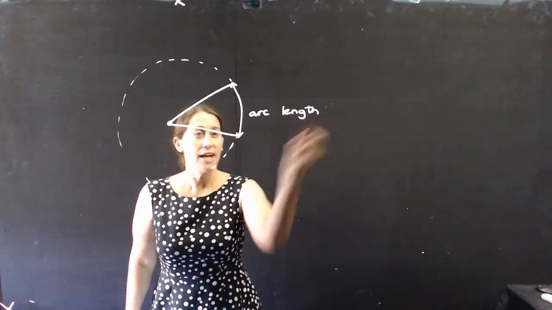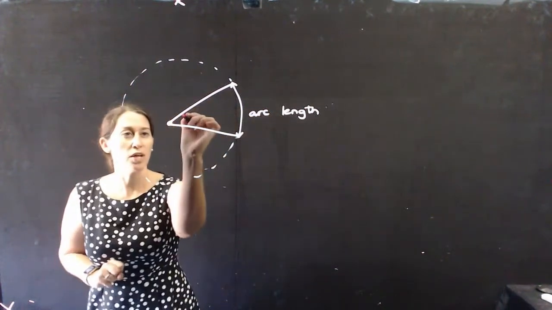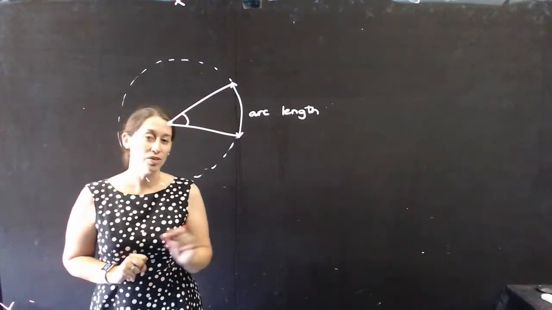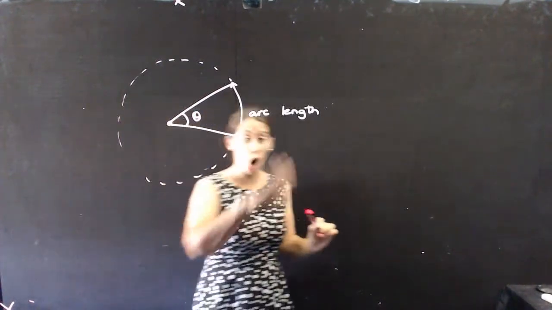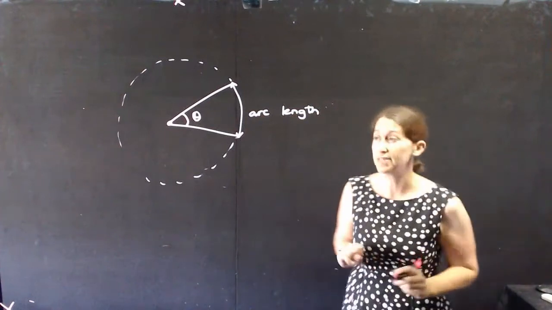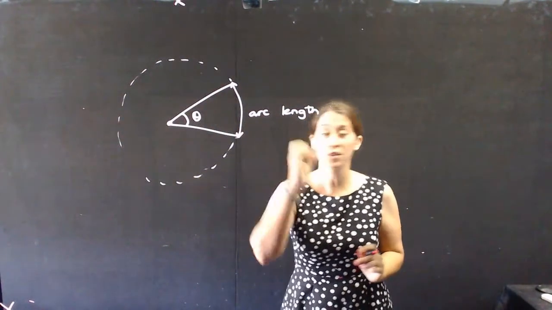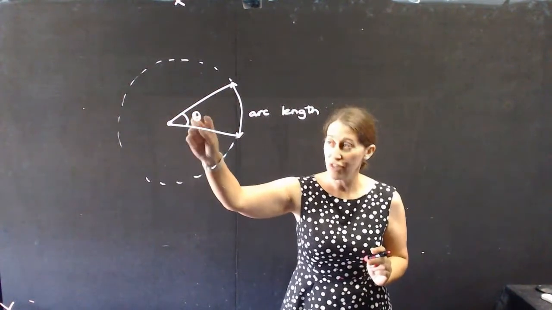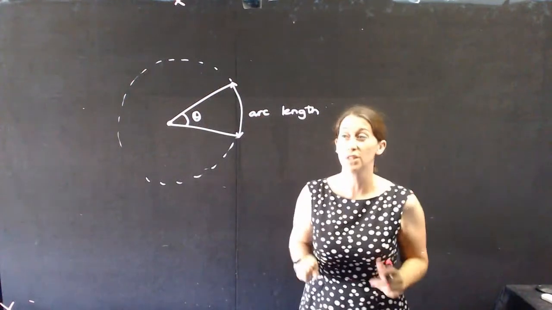Now, as I said, a sector is part of a whole circle. So what we're going to look at is the angle within, or the angle of the sector. I'm going to call this theta. Now, a whole circle has 360 degrees. So the fraction of the whole circumference that I want is theta out of 360, of the whole circumference of the circle.